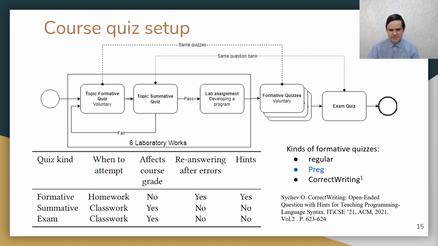The students who performed exceptionally well during summative topic quizzes, passing 4 out of 6 quizzes with at least 80% score, were freed from the exam quiz. The formative quizzes were voluntary and intended to be done during homework. They did not affect the course grade. They allowed attempting to answer the same question until the answer is correct and using hints. The summative and exam quizzes were taken during classwork. They affected the students' grade and allowed only one attempt to answer each question. The students who failed a summative quiz could reattempt it later as a whole. This motivated students to use the formative quizzes to prepare.